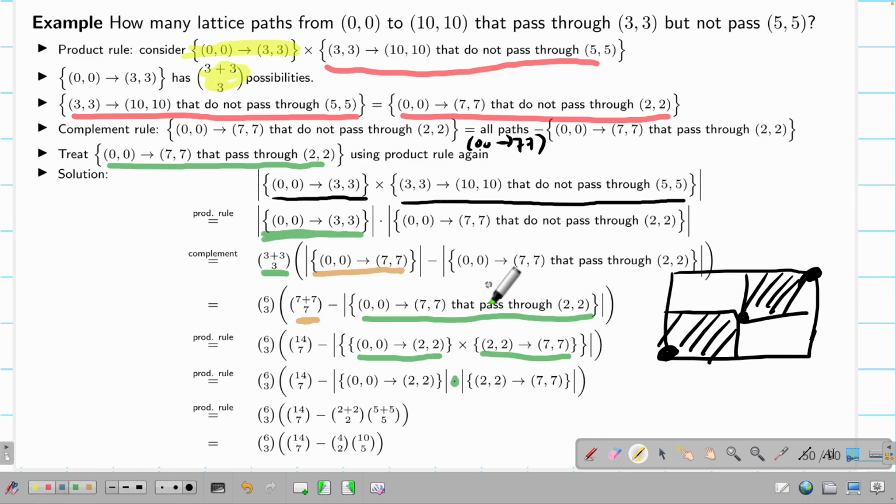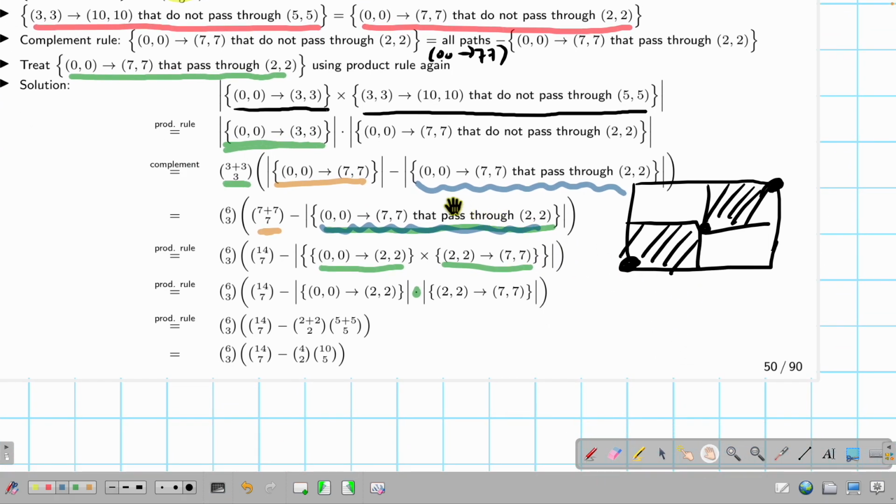Now we need to deal with the blue thing. What's the blue thing? The blue thing is (0,0) passing through (2,2) to (7,7). So (0,0) going to (7,7) passing through (2,2) is the same as (0,0) going to (2,2) and then (2,2) to (7,7). And this is what? Cartesian product. For a Cartesian product, you use the product rule. Okay, then you have this. Then what's this? You have the formula, right? So you have this thing.